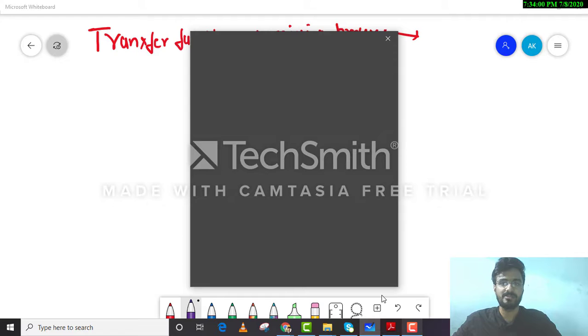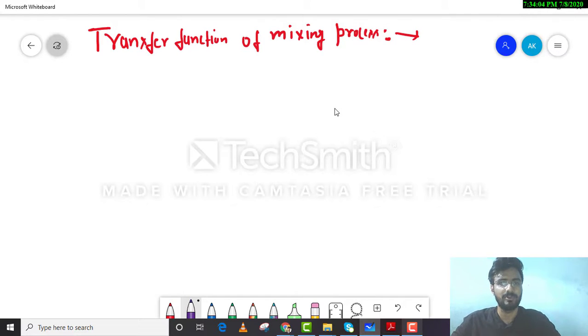I am going to teach you today the transfer function for the mixing process. Before I go to the derivation part, let me help you understand what types of things I am going to discuss in this lecture today. I will be taking a simple mixing tank for a single component system only. There won't be any chemical reaction taking place inside the mixing tank.